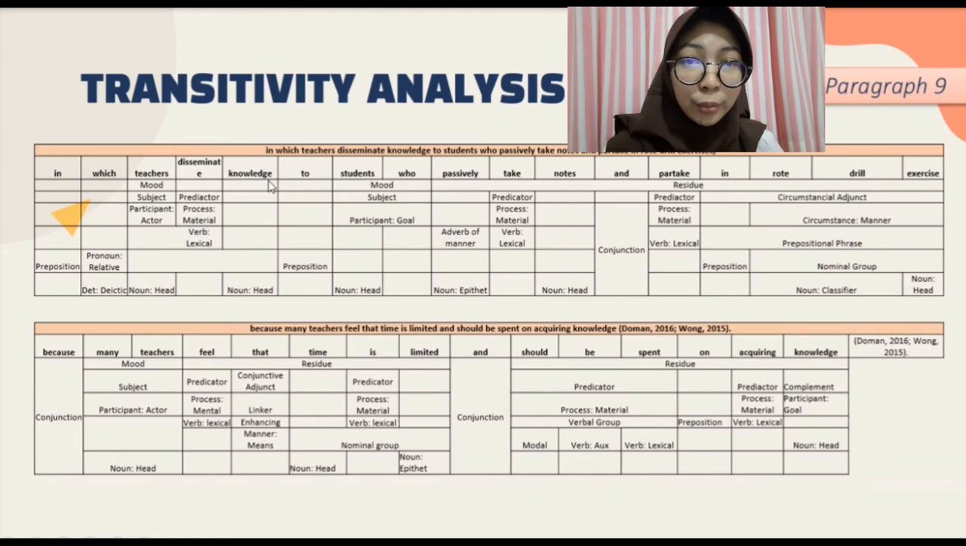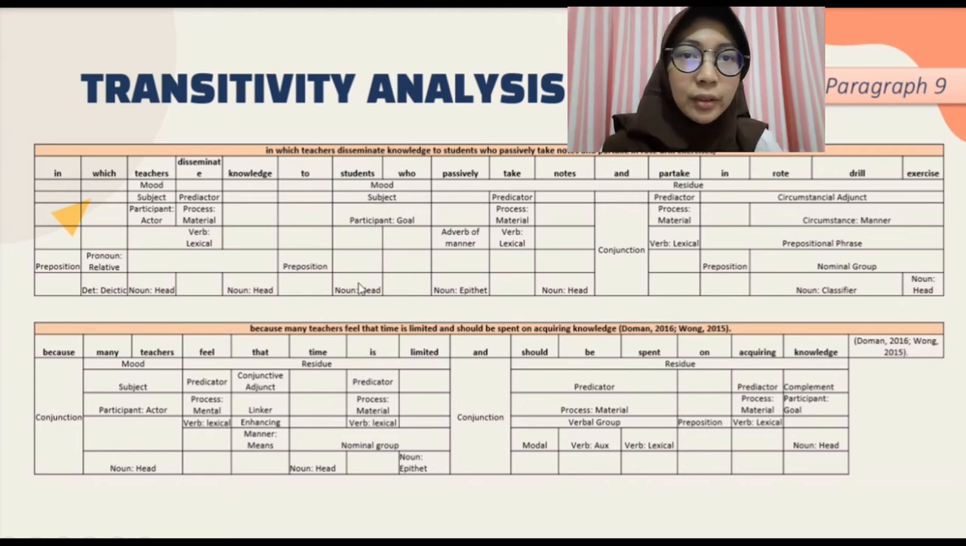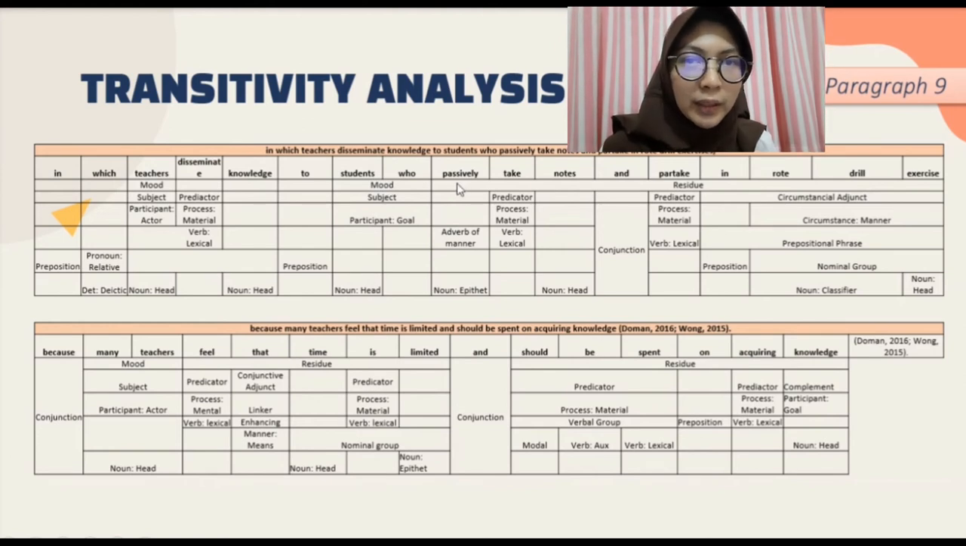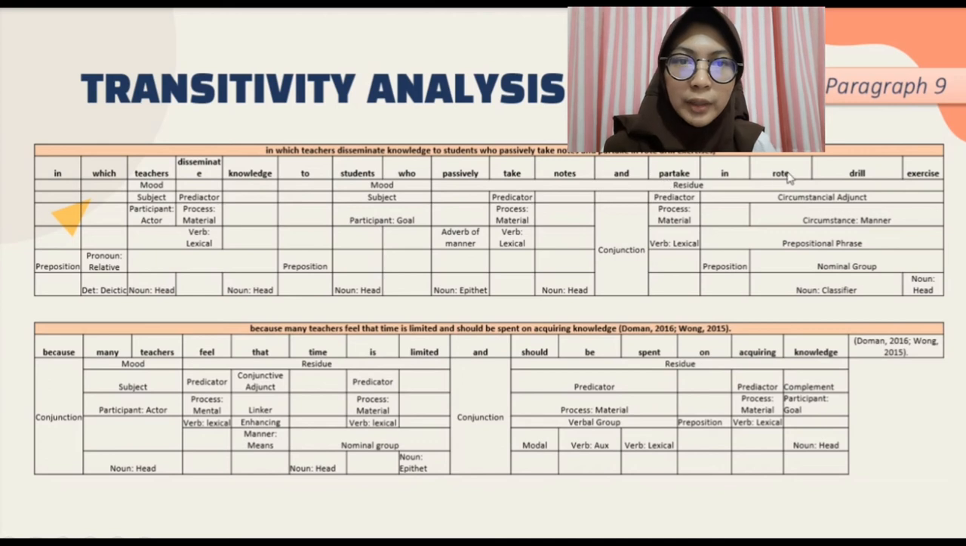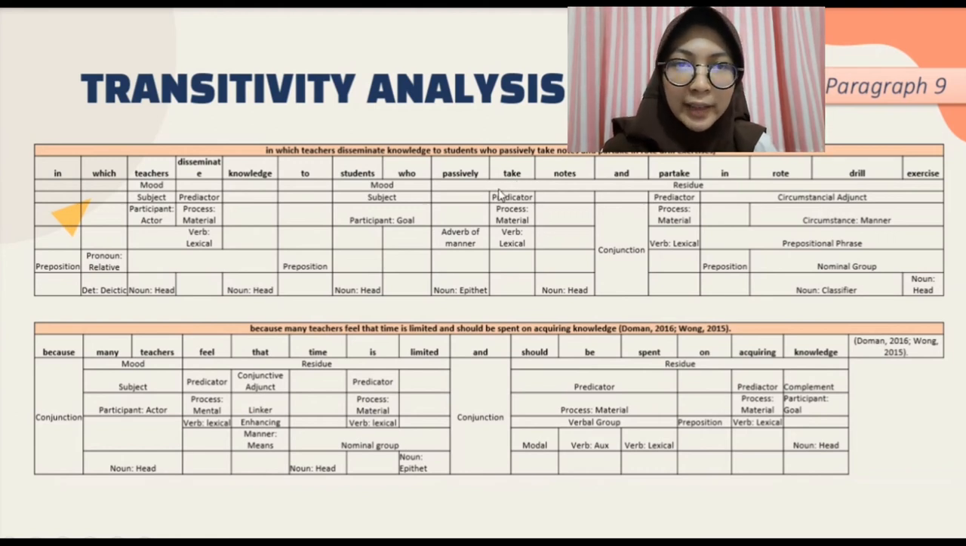Next, to. To here is the preposition. Students who is the mood, and also the subject. It is also the participant goal. Students here is the noun head. Next, passively take notes and partake in rote drill exercises. It is the residue, where passively is the adverb of manner and also the noun epithet. Take here is the predicator, process material, and the verb is lexical. Next, notes. Notes here is the noun head.